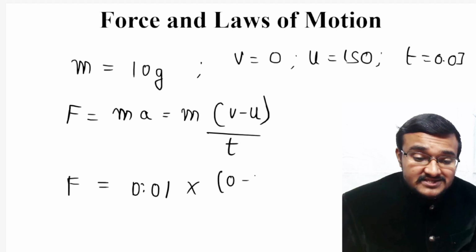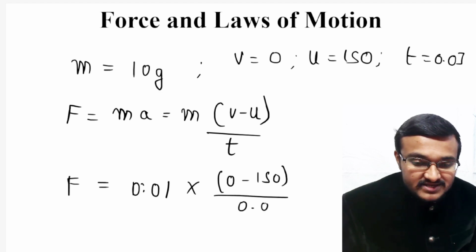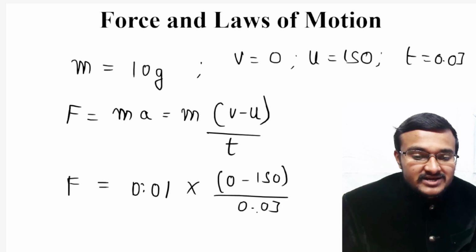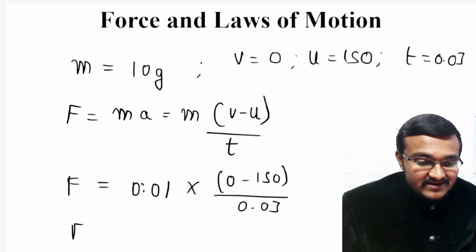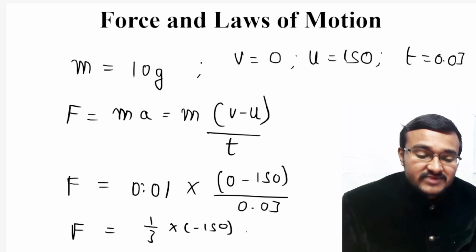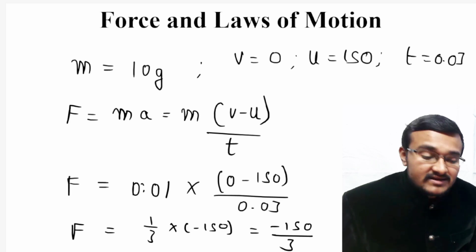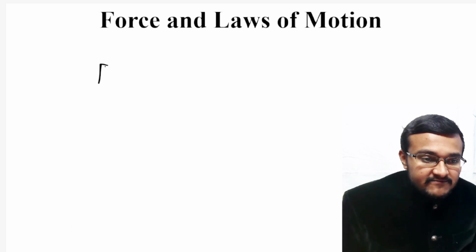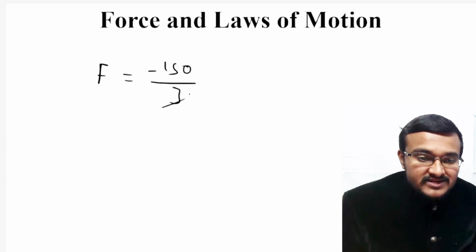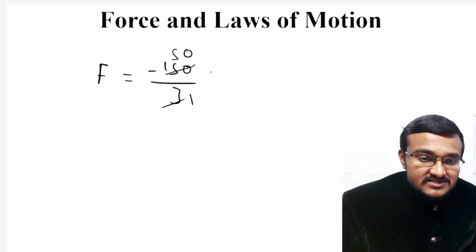Final velocity is 0 minus initial velocity, which is 150 meter per second, divided by 0.03 second. So 0.01 divided by 0.03, I can write this as 1 by 3 into minus 150. 0 minus 150 is minus 150, that is equal to minus 150 divided by 3. So now F is equal to minus 150 divided by 3. So 3 ones are 3, 3 5s are 15. So 1 0 is there, 0 will be there.